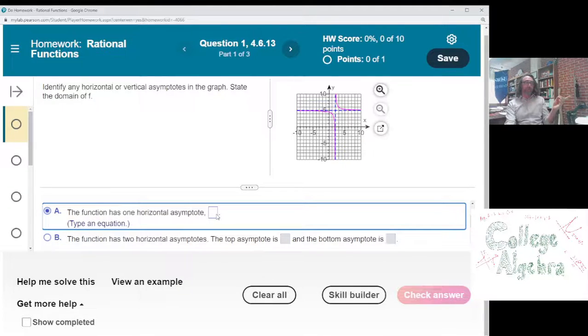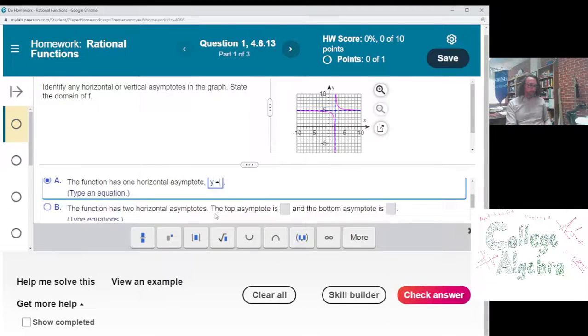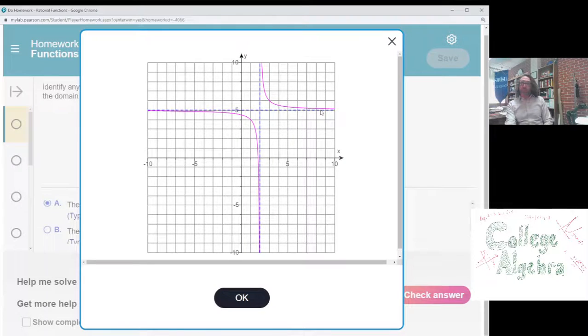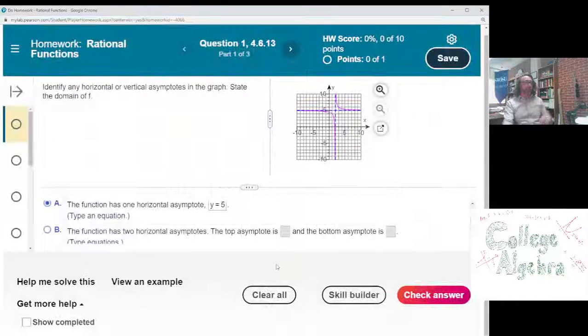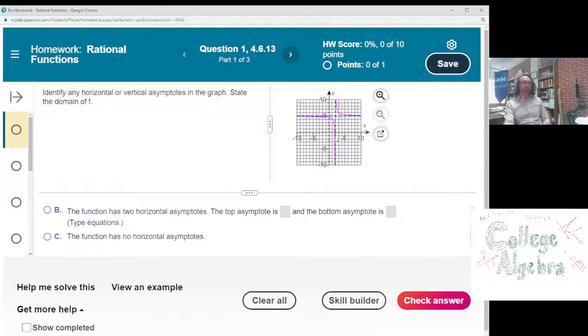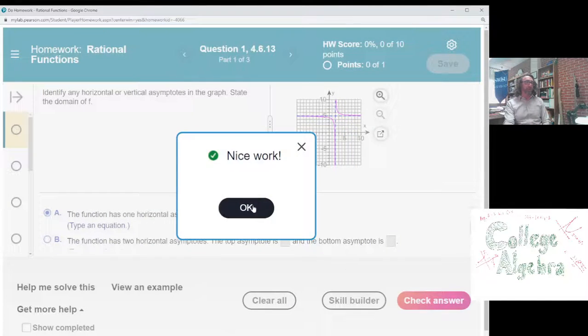The function has one horizontal asymptote at y equals 5. Notice it wants us to type an equation. If we pull this up, we see the equation of that line is y equals 5. Remember, horizontal lines involve just y. Vertical lines involve just x. That'll come into play later. Notice we did have the option of no horizontal asymptotes, but that's not what we're seeing in the picture. So we select what we see. Great. We got it.